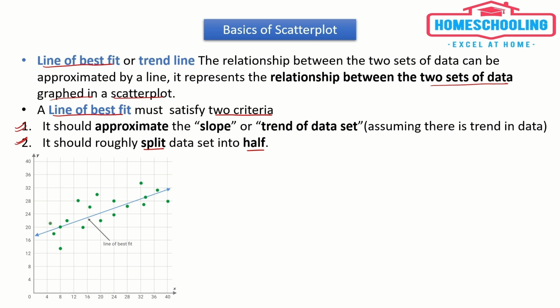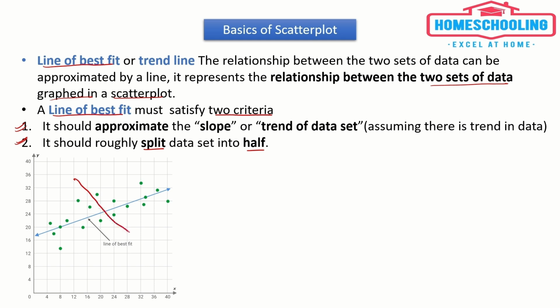Now we have 1, 2, 3, 4, 5, 6, 7, 8 data points above the line of best fit, and 1, 2, 3, 4, 5, 6, 7, 8 data points below the line of best fit. So we can say that the line of best fit is splitting the data points into half, because we have an equal number of data points above and below the line of best fit. Now let me give you one more example.